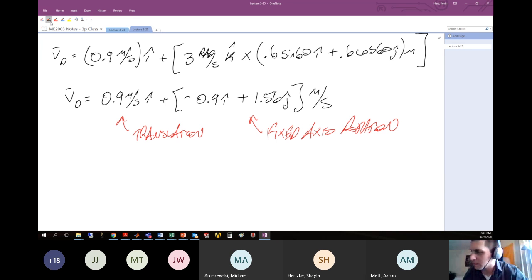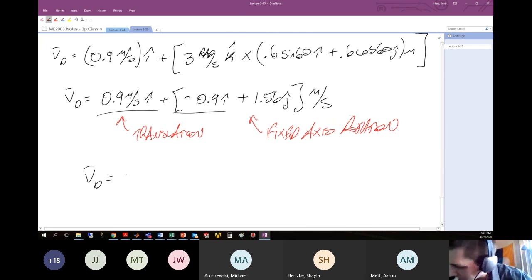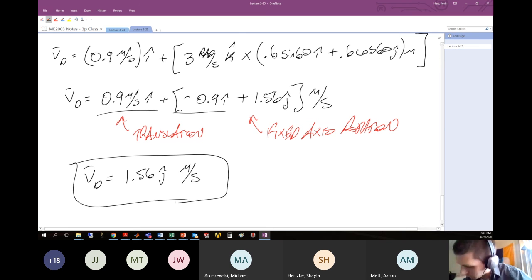So when we combine terms here, we end up with the velocity at point D only actually moving in the y direction, or the j direction, and it's 1.56 j hat meters per second. Already in vector form. Very convenient, as we have noted.